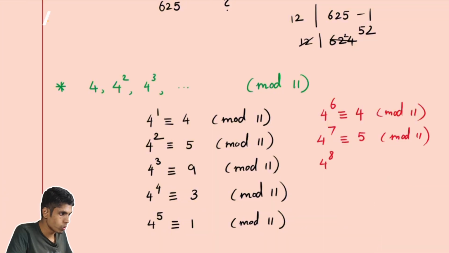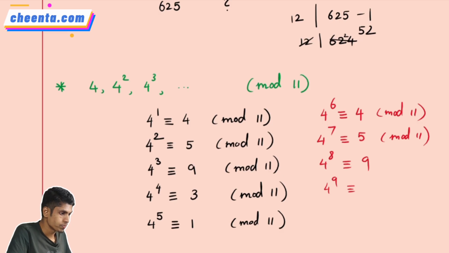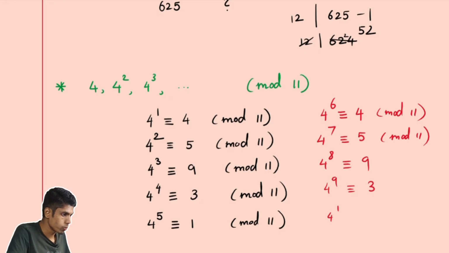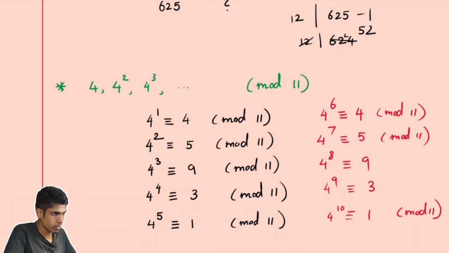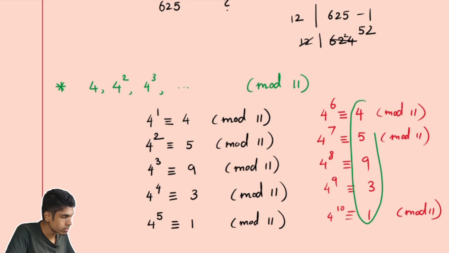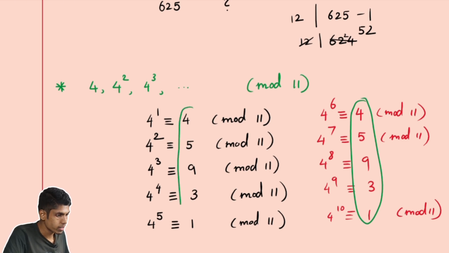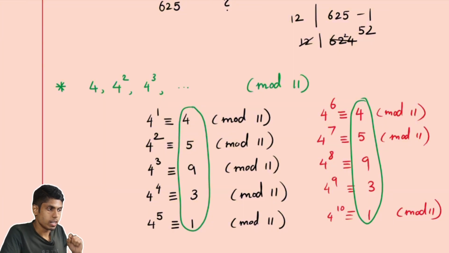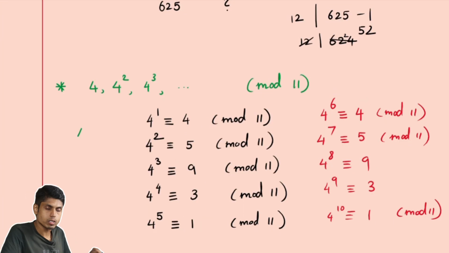4 power 8 is congruent to 9 mod 11, 4 power 9 is congruent to 3 mod 11, 4 power 10 congruent to 1 mod 11. And here we are. You could see the entire set of remainders just repeats after 1. So when I reach 1, I get to the remainder of the first power, and then it repeats up to 1. There is a formation of cycle among the remainders of powers of 4 modulo 11.